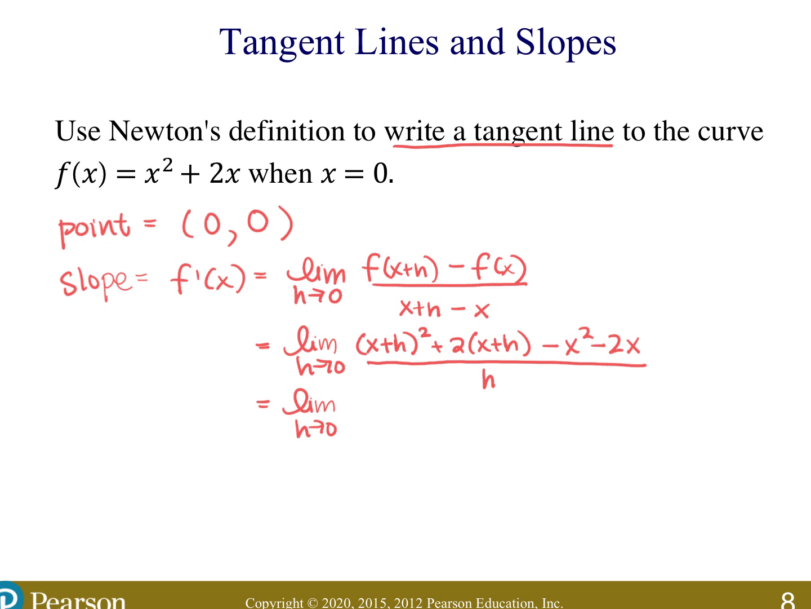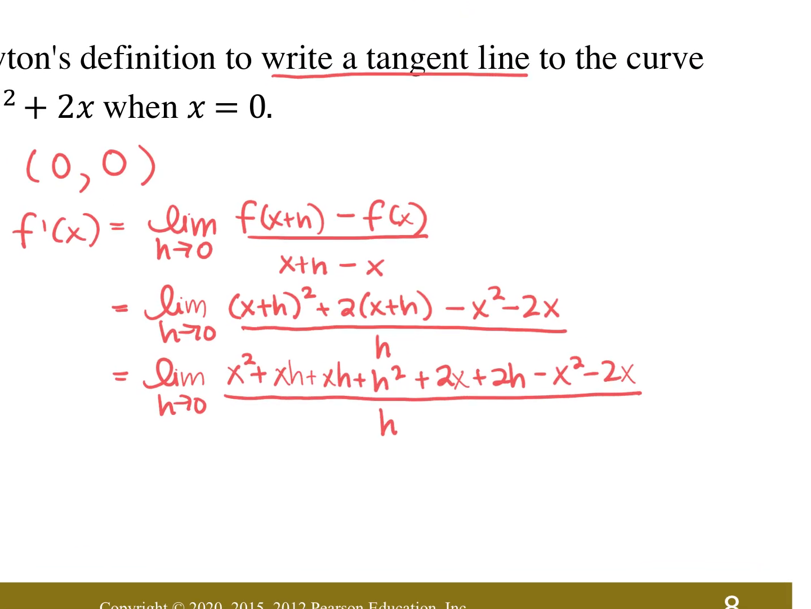So now you have to FOIL out x plus h quantity squared, which will be x squared plus xh plus xh plus h squared. That's the FOIL: first, outside, inside, last. Then the distributing the 2, so 2 x's and 2 h's, and then the minus x squared and the minus 2x at the end. So it's heavy, heavy on the algebra at the beginning, and then you start to see where things are going to simplify.